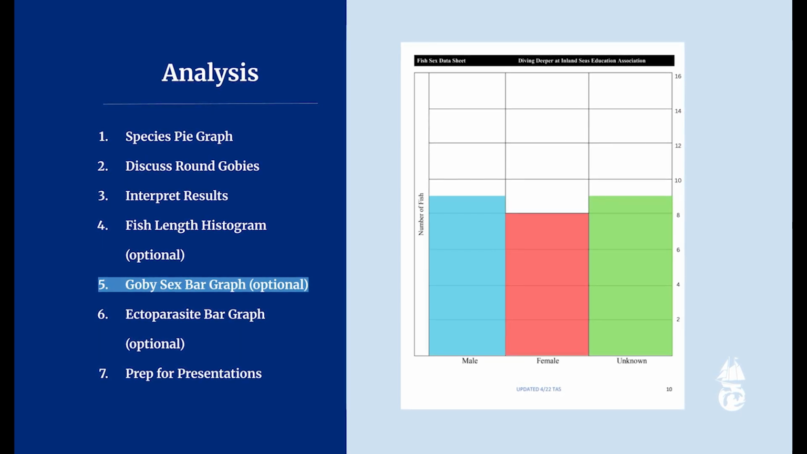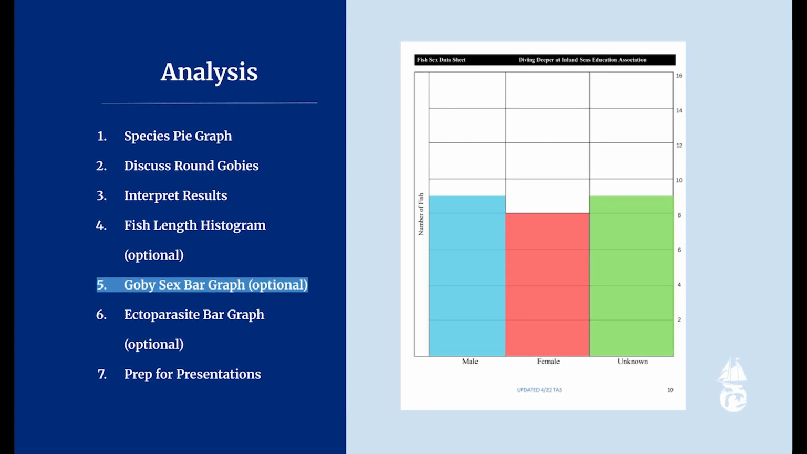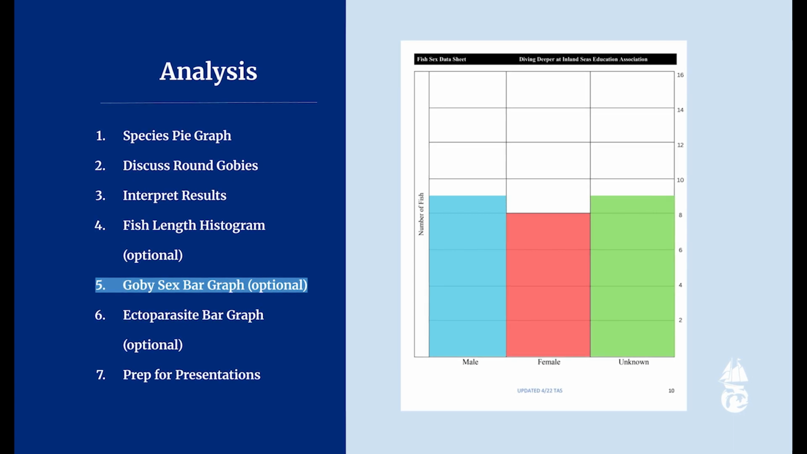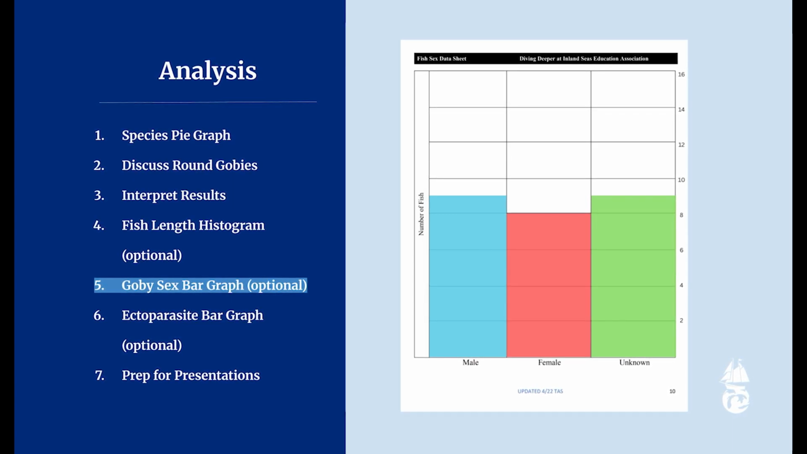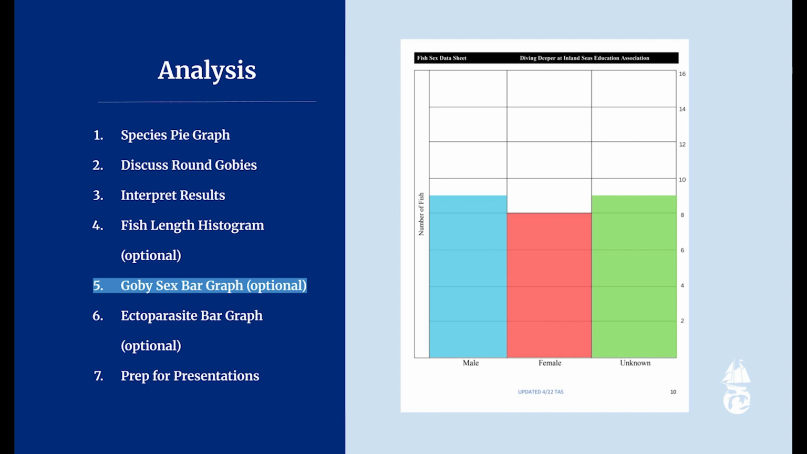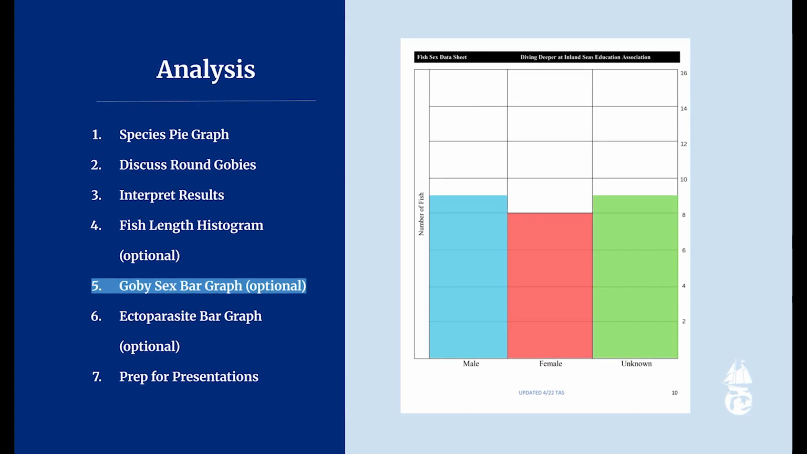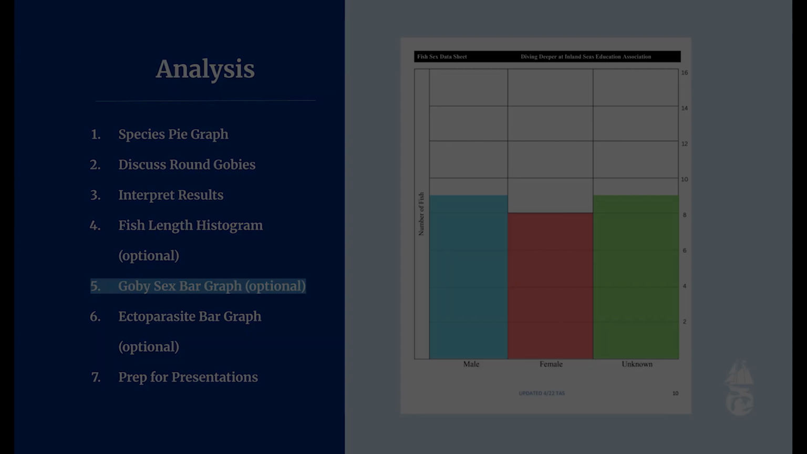This is likely because male gobies are known to be more aggressive and territorial, which gives them a greater drive to expand into new areas. As these populations become more established, the sex ratio trends more towards 1-to-1. Making this graph can help your students answer the question, does the sex ratio of round gobies we sampled today suggest a population that has become established in Suttons Bay?